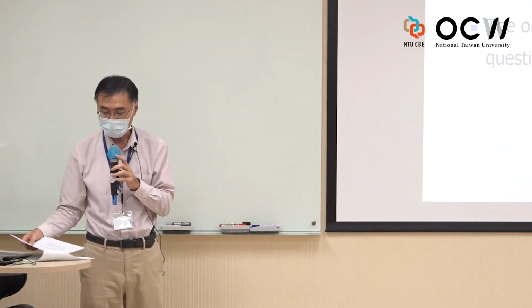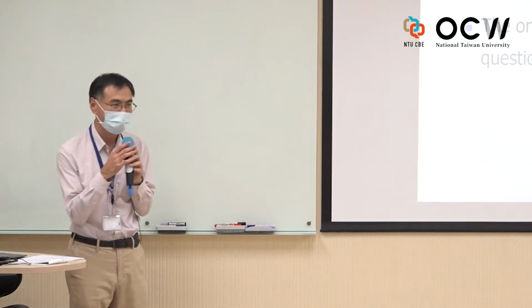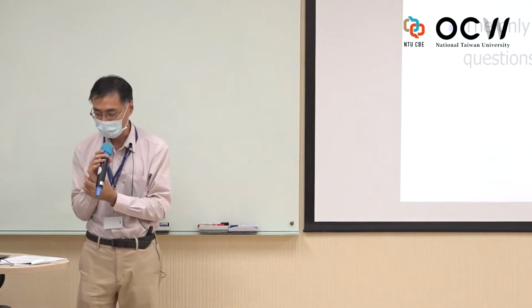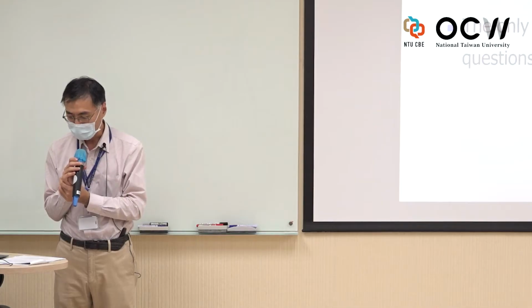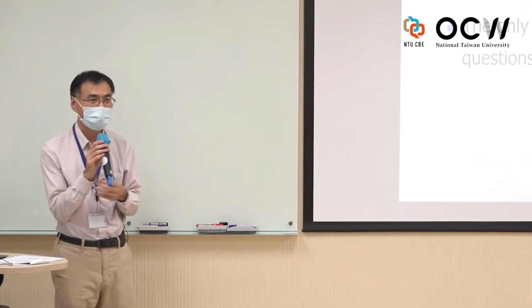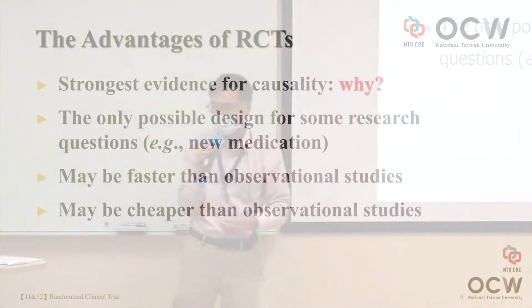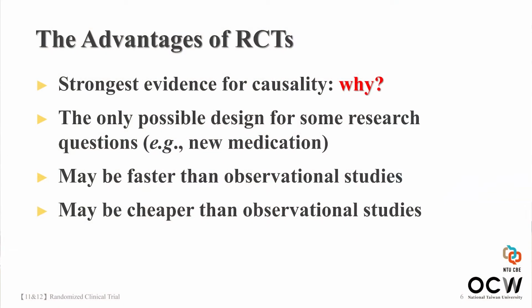Yeah. So that's why there's a lot of concern about ethical issues, because you have to make sure that it does no harm to people's health before you can really perform such a randomized control trial with a new medication. So that's why we need to perform a lot of animal studies, right, before we could do it on the human body. It may be faster than an observational study on some occasions, but not always true. It may be cheaper than an observational study, but not always true.